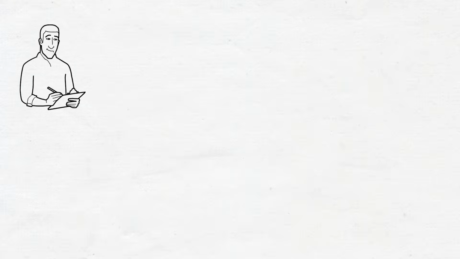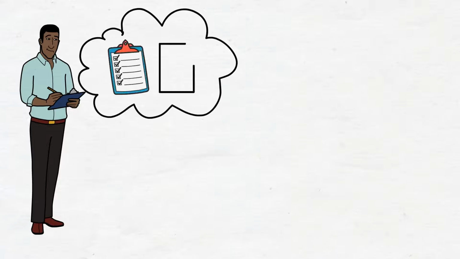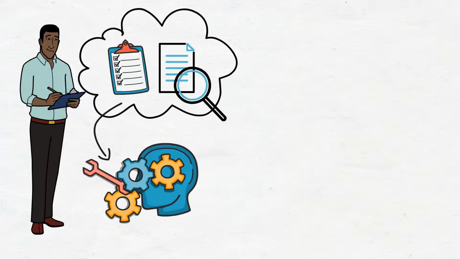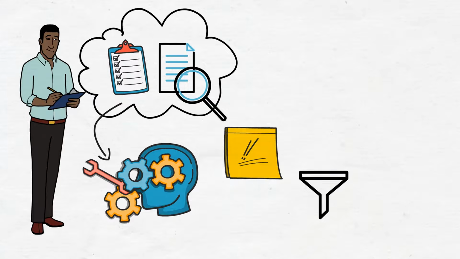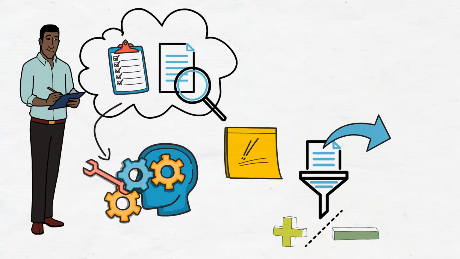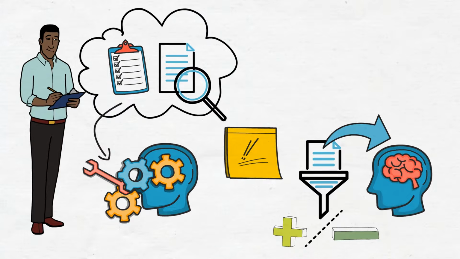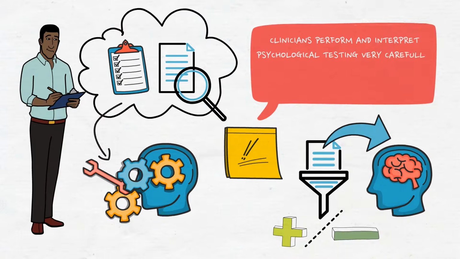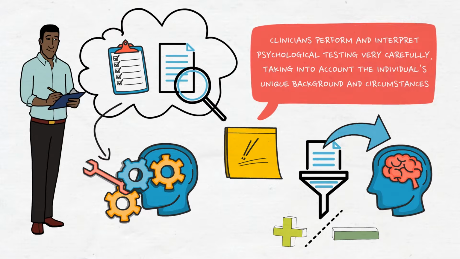So, this has been a quick overview of psychopathy tests, their purpose, application, and drawbacks. Psychopathy tests can be a useful tool for determining risk and locating people who exhibit psychopathic traits. Although these tests have several limits and may yield false positive or false negative results, they can nonetheless offer insightful information about a person's personality and behavior. It's critical that clinicians perform and interpret psychological testing very carefully, taking into account the individual's unique background and circumstances.